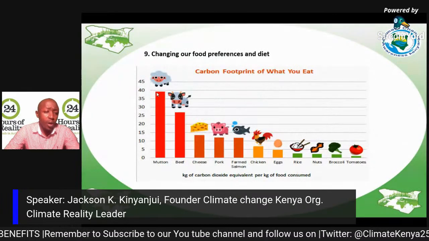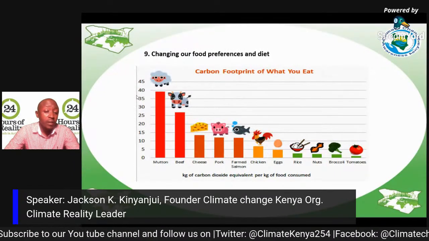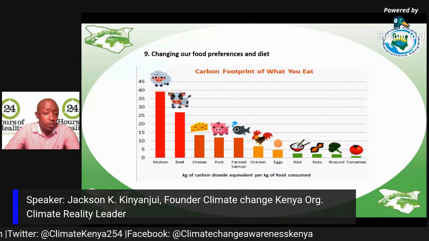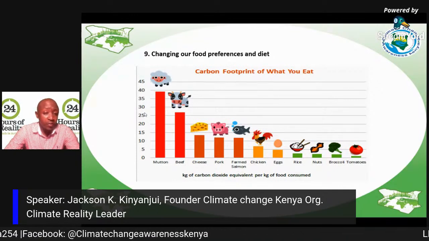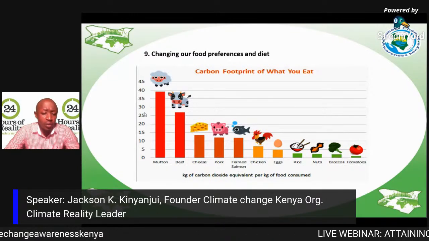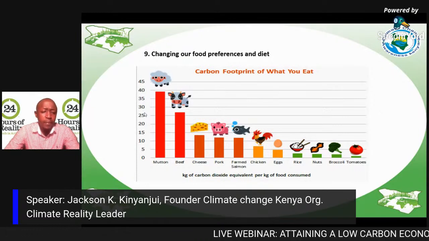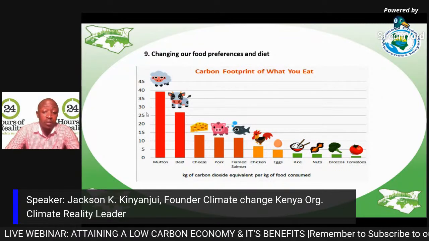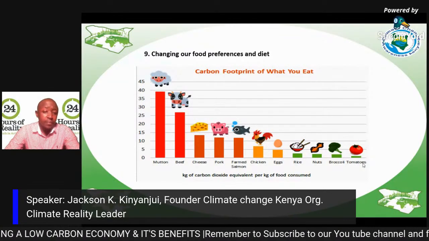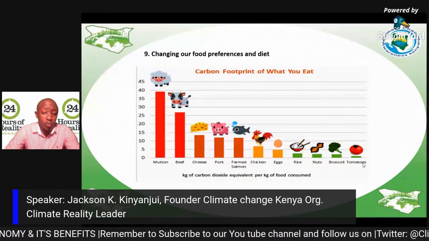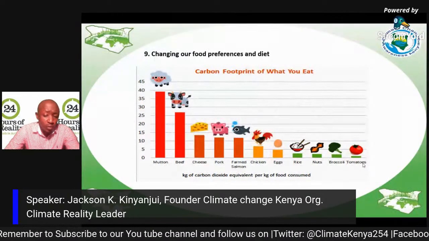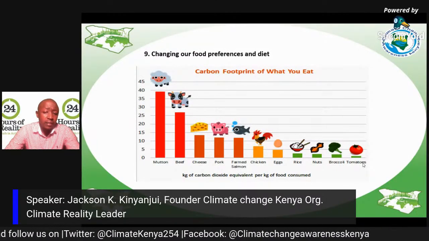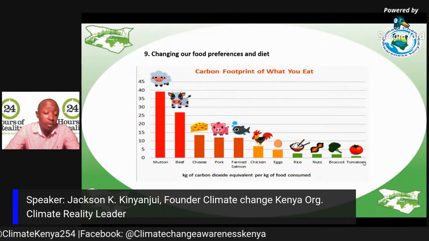mutton equates to the emission of 40 kg of carbon. The second one from the chart, 1 kg of beef, is equivalent to the emission of 25 kg of carbon dioxide. But when you look at tomatoes, it means that when you consume 1 kg of tomato, it's equivalent to the emission of less than 1 kg of carbon dioxide.